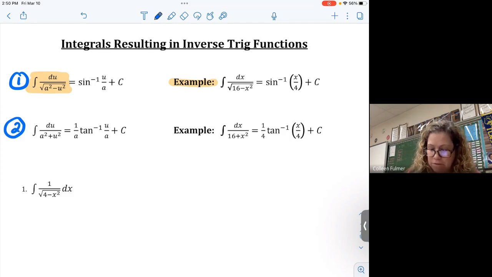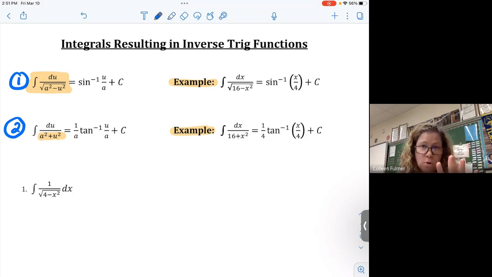Okay, and now the inverse tangent has the sum of 2 squares in the denominator and no square root. So if you see a square root in the denominator and it's a difference of 2 perfect squares, it's probably an inverse sine problem. If you see the sum of 2 perfect squares in the denominator with no square root, it's probably an inverse tangent problem. Okay, and then here's an example. Again, you can pause it, look at the example, see if you can figure it out, or you can come back and look at it later.